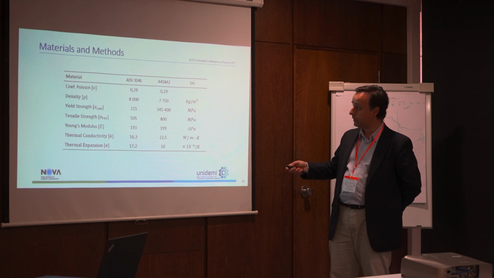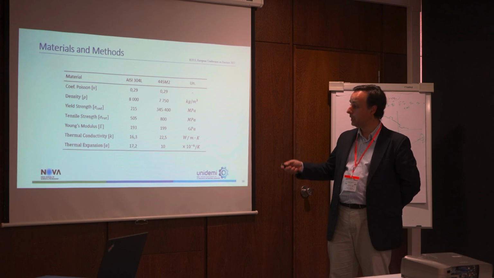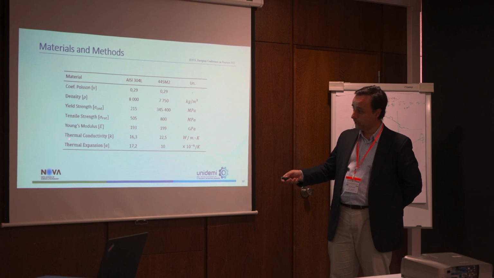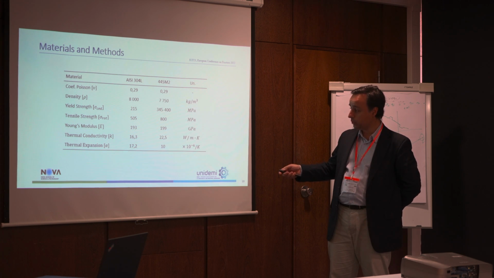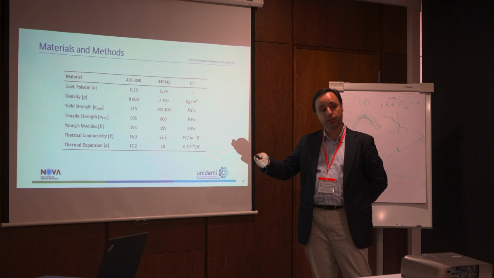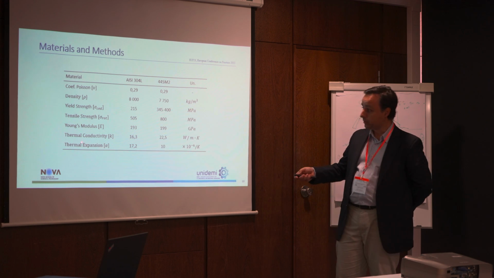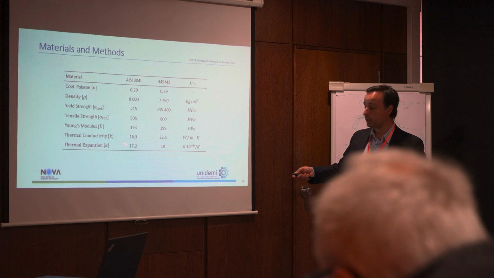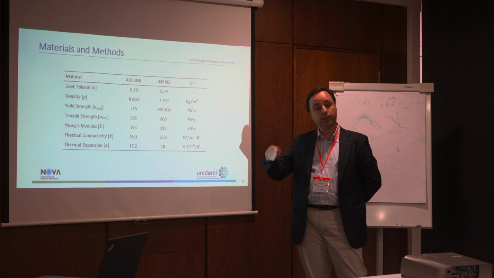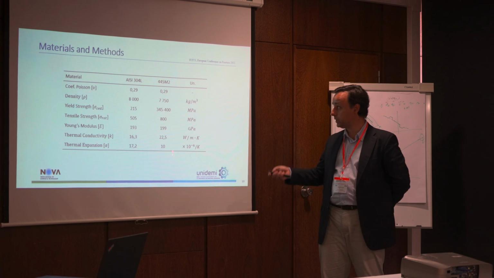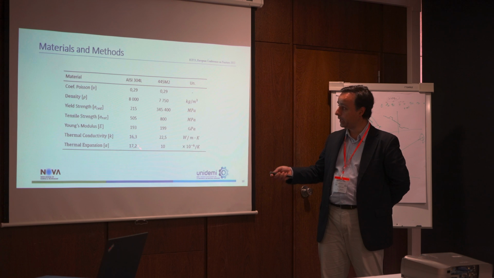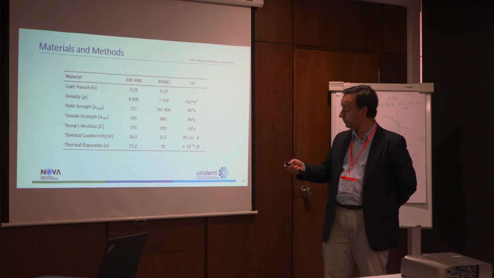The other difference that is very important is the thermal conductivity and the thermal expansion coefficients. The ferritic has a higher thermal conductivity coefficient, which means that it will dissipate heat more easily. And about the thermal expansion, you can see that it is lower than the austenitic, which means that the induced stresses in the ferritic stainless steel will be lower than in the case of the austenitic stainless steel.